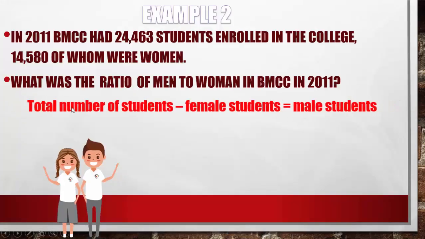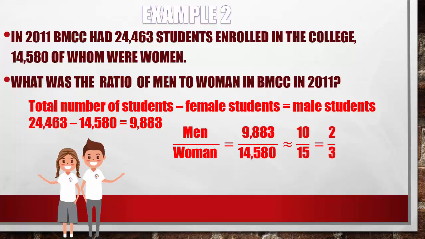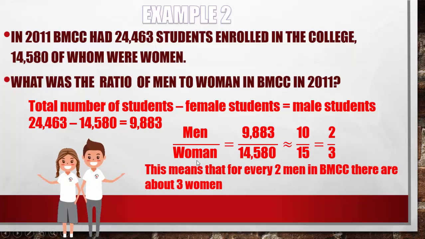Coming back here to the PowerPoint, I just rewrote what I did on the whiteboard, a bit more neatly. And here we have total number of students minus female students gives us our male students. And here are our numbers so that we find out that there are 9,883 male students. And then we make the ratio just as I did on the whiteboard to conclude that this means that for every 2 men in BMCC, there are about 3 women.